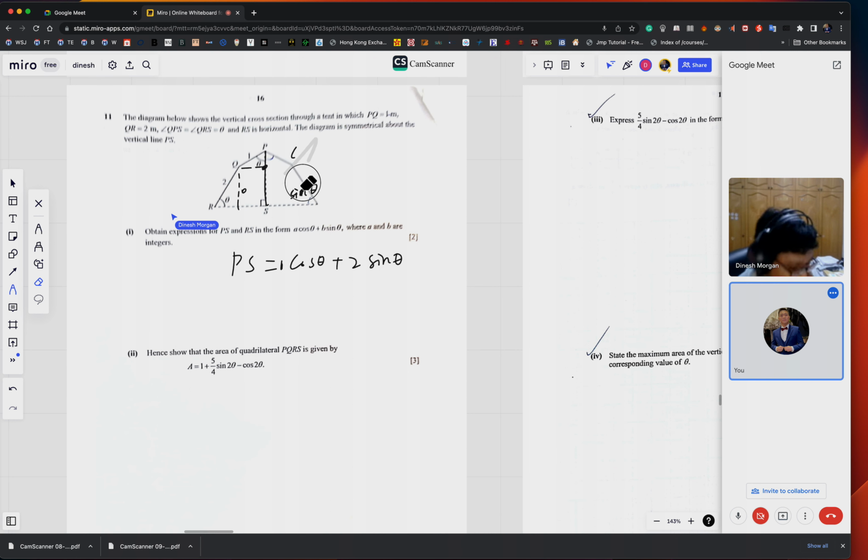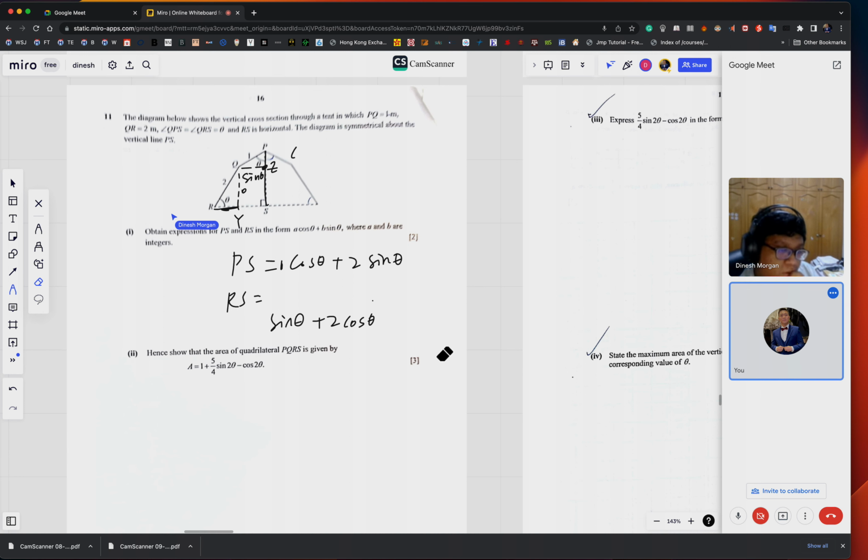So this is your opposite, so this is sine theta. So RS is equal to this QZ, which is sine theta, plus this is your R, let's call this the Y. So plus the RY, right? So RY is your A. So this is 2 cosine theta. Okay, that's it.